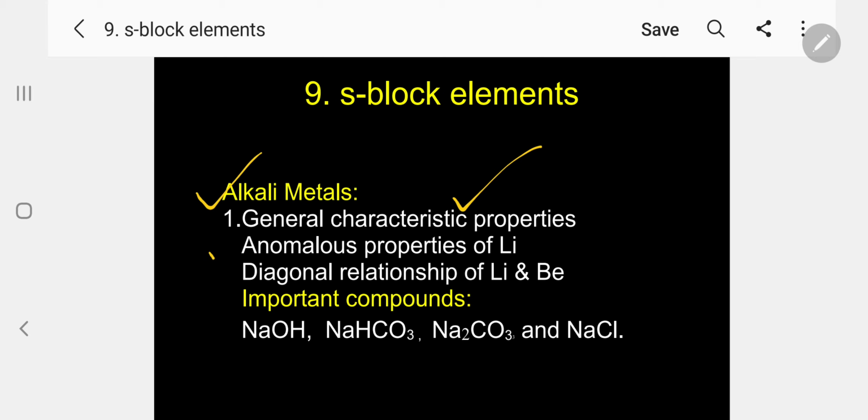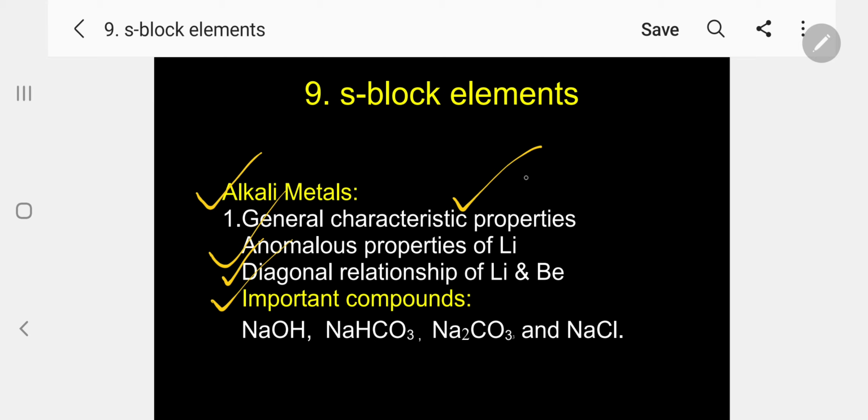So the next is anomalous properties of lithium. Lithium, the first metal element, differs from the other elements; that you have to study. Then diagonal relationship of lithium with beryllium across the second group. Then under this, important compounds like sodium hydroxide, sodium bicarbonate, sodium carbonate and sodium chloride, we have to study preparation, properties and uses. So all these you must study before attending these questions.